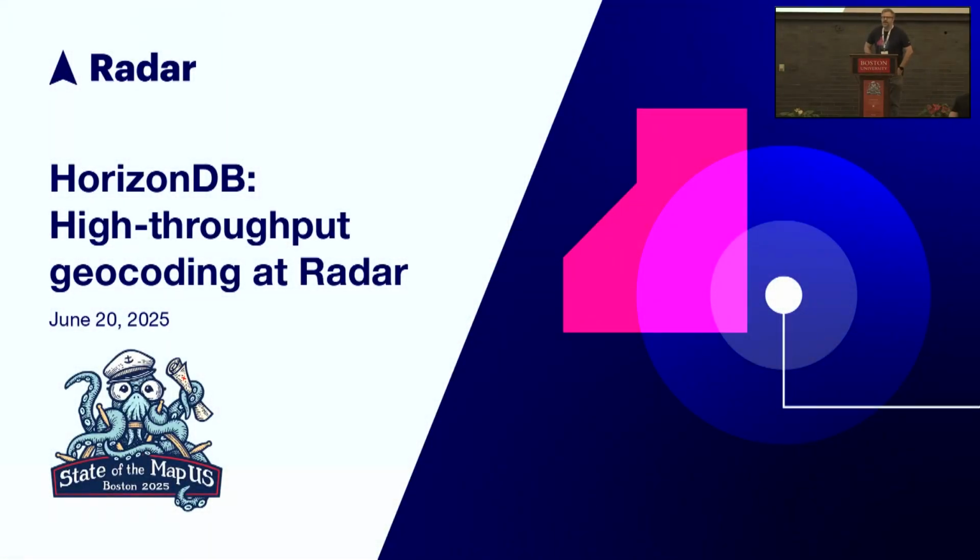I'm the CTO of Radar. Radar is a geolocation infrastructure company. As part of that, we do a lot of geocoding and search at Radar. So my goal for this talk is to give you a little bit of a sneak peek of how we do that. This is about our geospatial database that we call HorizonDB, and this is a little bit under the hood of how it works.